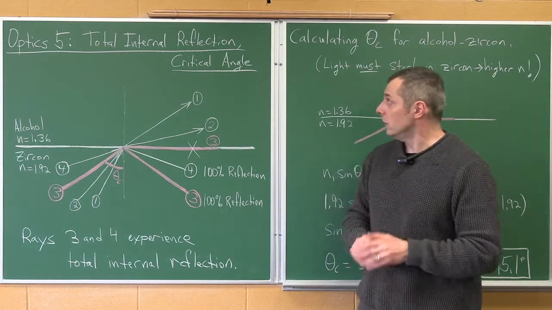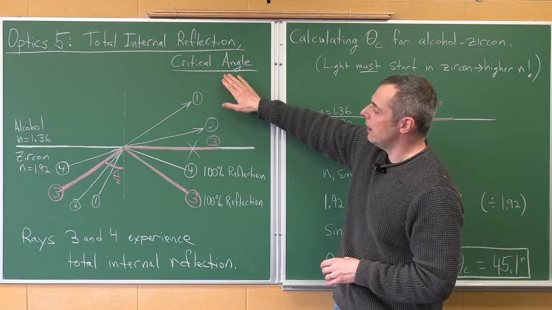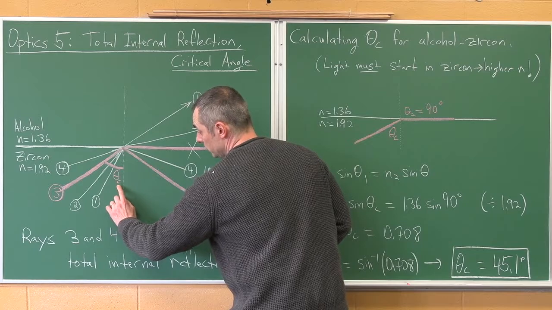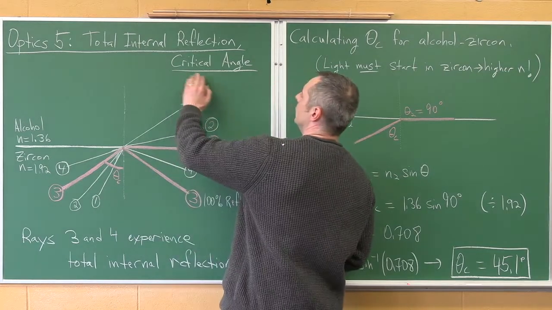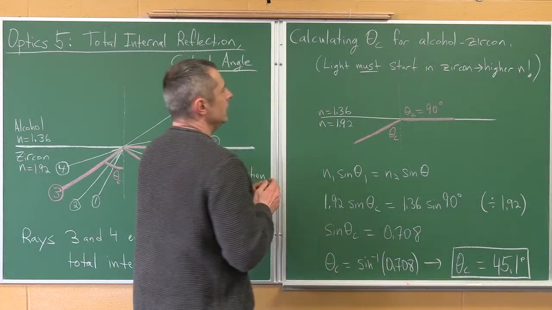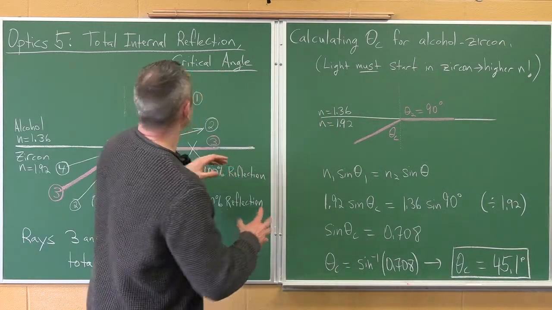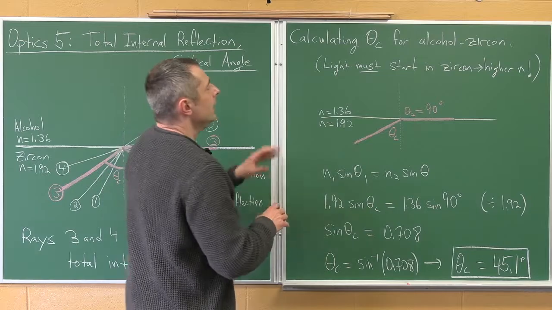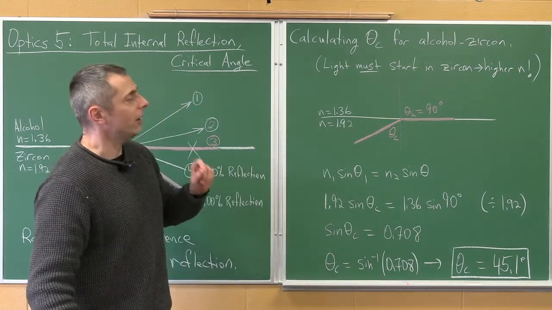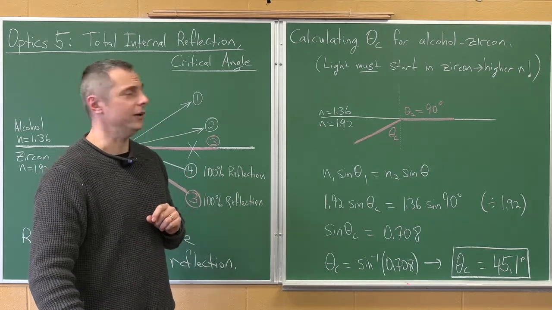All right, so the next thing, can we calculate this, what we call critical angle. By the way, I should have mentioned this is a theta with a subscript C to denote critical angle. Can we calculate that? Yes, we can. So that's the next phase here. Calculating the critical angle for this alcohol-zircon boundary. Again, a note emphasizing the light must start in the zircon because it has the higher index.